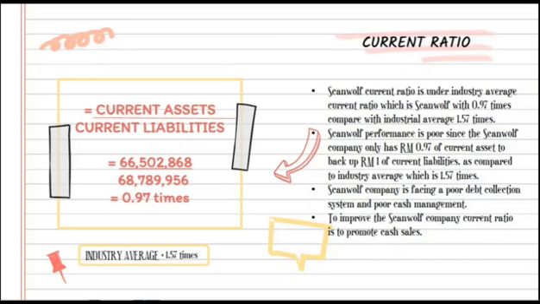The reason why Scanwolf company is facing this problem is because they have a poor debt collection system and poor cash management. To improve the Scanwolf company current ratio is to promote their cash sales.